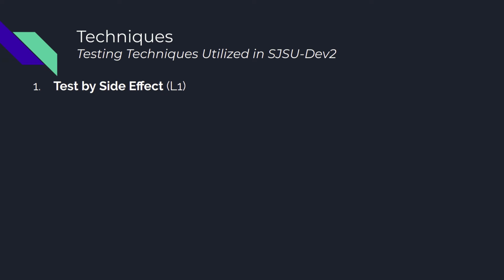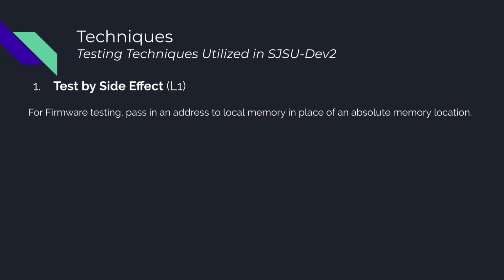We have to do some type of test by side effect, and we have an example of how to do that. In this case, what we do is perform our testing. We pass an address to a local memory location in place of the absolute memory location that the L1 code has. So besides having an absolute address that we use, we store that inside of a pointer, and then we relocate that pointer to point somewhere else. Then we can run all our algorithms on that. There's some example here that I can go over.